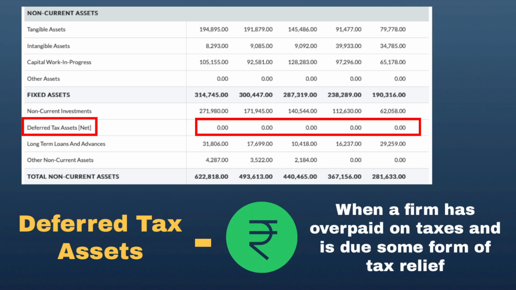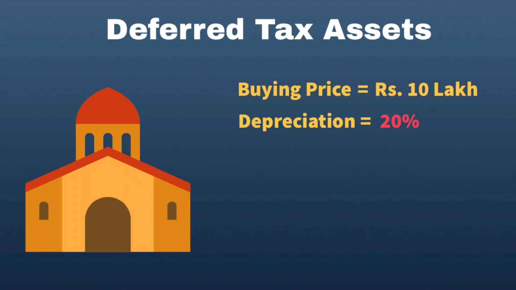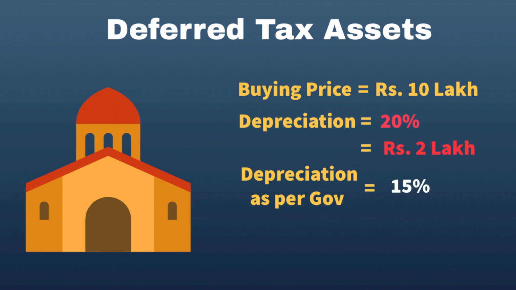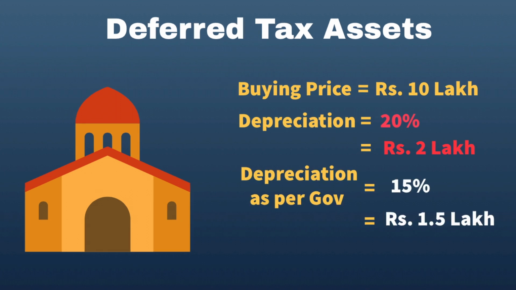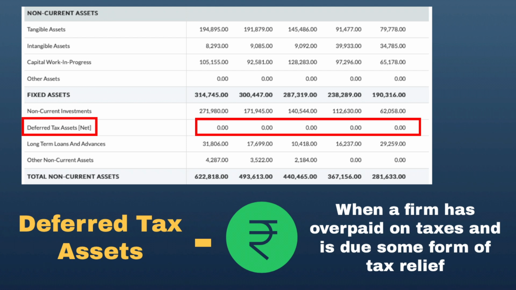Next would be deferred tax assets. It's pretty much the opposite of deferred tax liabilities. Let's say company ABC bought a car for 10 lakh rupees. Company says there's a 20% depreciation, which is 2 lakh rupees. But as per the income tax, the depreciation is 15%, which is 1.5 lakh. So if you see the difference, that's 50,000 rupees. So if this amount is positive, it comes under assets.